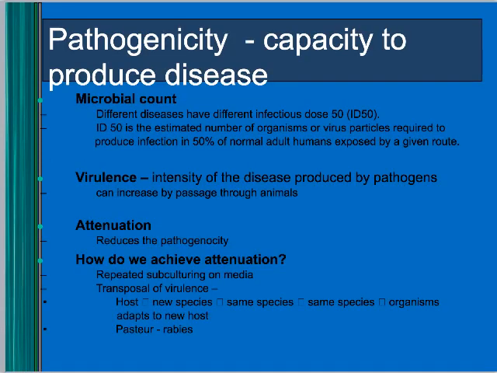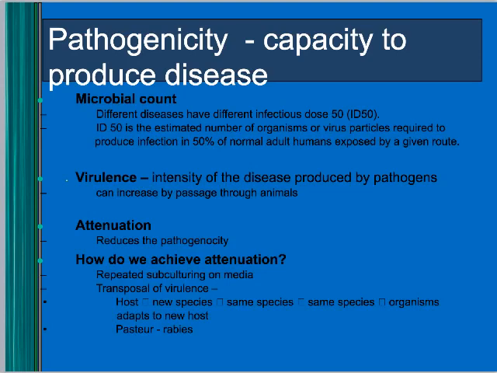Now pathogenicity is the capacity to produce disease. Virulence is the intensity of the disease produced by the pathogen, so how bad the pathogenicity is. Things that can influence pathogenicity include microbial count: how many microbes are necessary to cause disease? It depends on the host, it depends on the disease, and it depends on the environment.